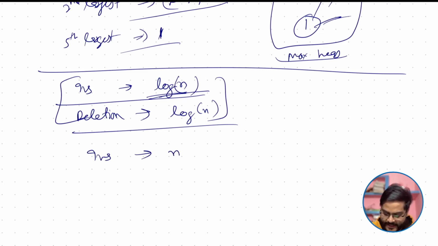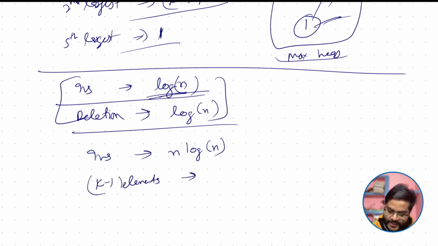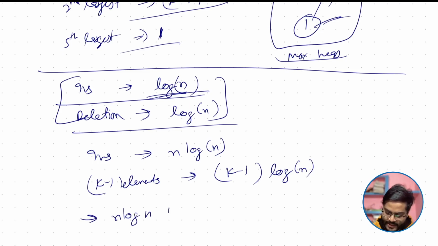Okay, it will take n log n time, correct? Then we are popping the elements. Popping the elements how many times? We are popping k minus 1 elements. Correct? So deletion time will be k minus 1 out of n elements. So the actual time complexity will be n log n plus k minus 1 log n.